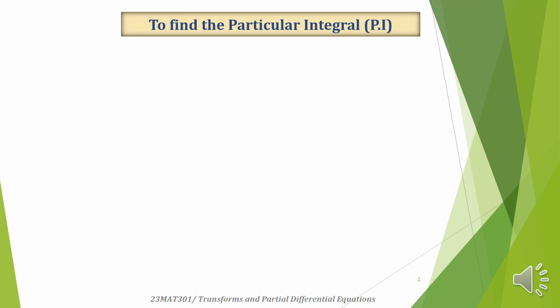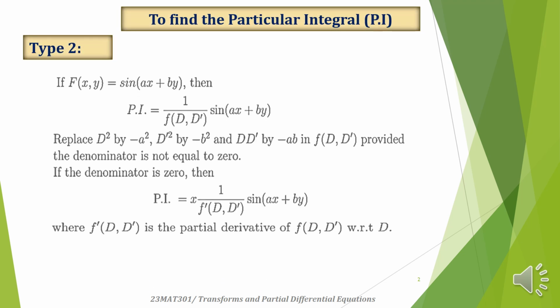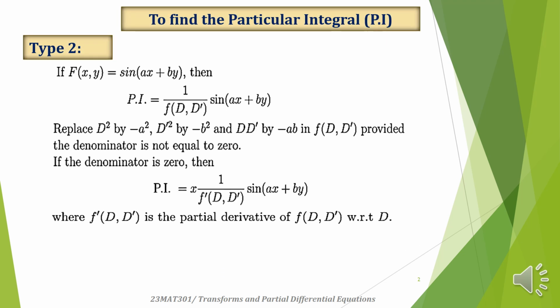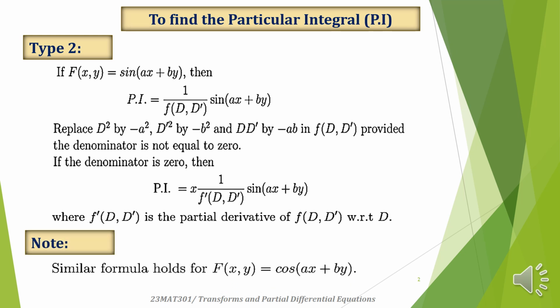So type 2. Now it is of the form sine of ax plus by. First you have seen e power ax plus by. Now it is of the form sine ax plus by, and the same goes for cos ax plus by also. There is a note given below here: for cos ax plus by and sine ax plus by, the same format you will follow for sine and cos alone.